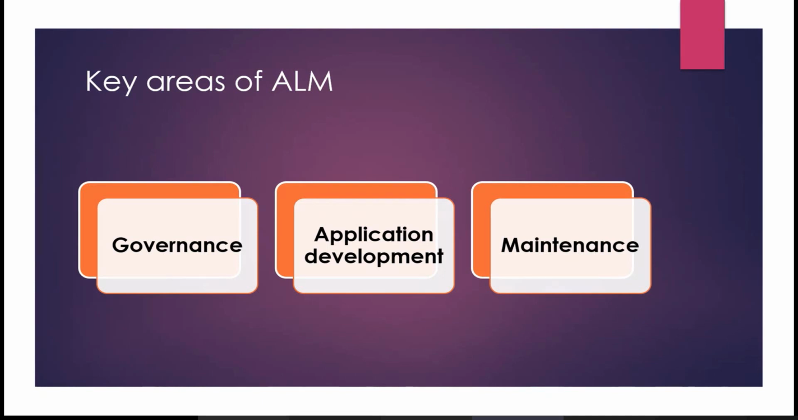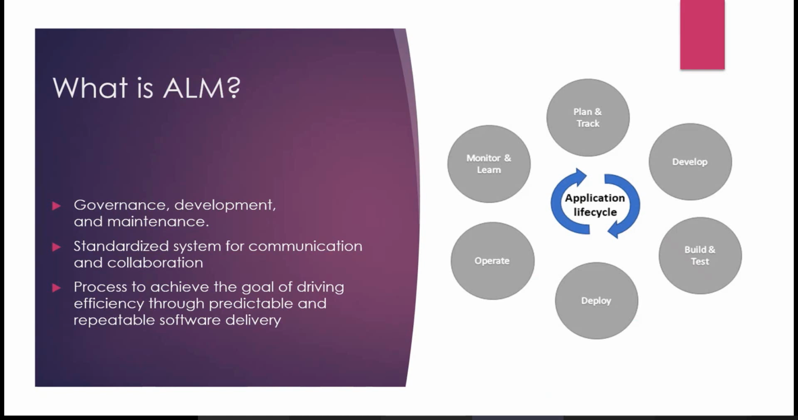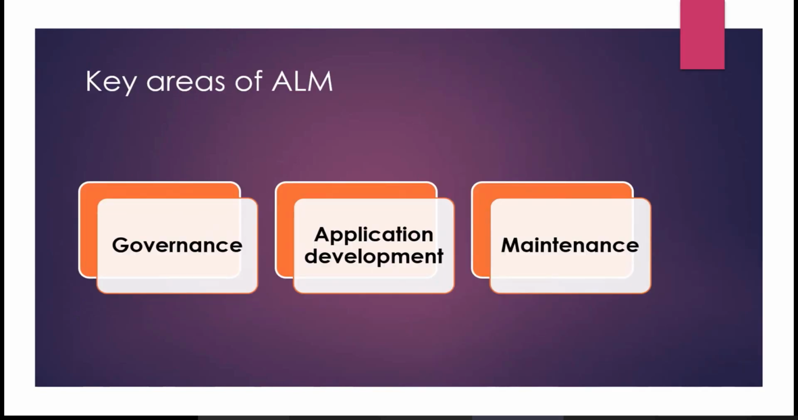As I mentioned in the previous slide, ALM is a typical cyclic lifecycle development model. If you see the diagram, it goes plan and track, then develop, build and test, deploy, and again operate, monitor, and learn. Again, it's a cyclic process. So the application lifecycle is a cyclical software development process that involves all these areas: plan and track, develop, build and test, deploy, operate, monitor, and learn from discovery.